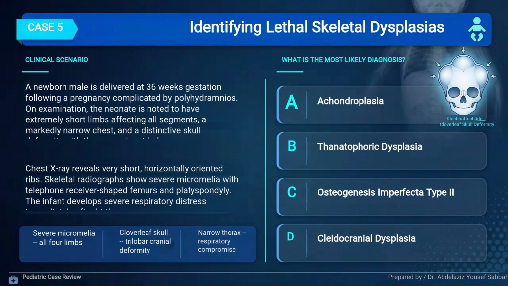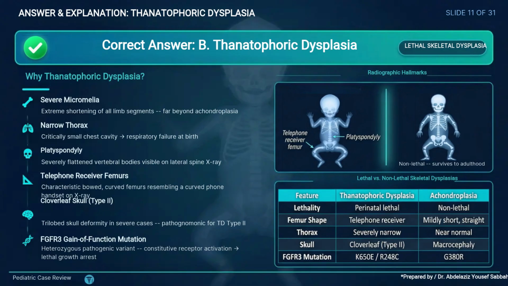Option A, achondroplasia. Option B, thanatophoric dysplasia. Option C, osteogenesis imperfecta type 2. Option D, cleidocranial dysplasia. The correct answer is option B, thanatophoric dysplasia. Thanatophoric dysplasia is the most common lethal skeletal dysplasia. The word thanatophoric means death-bringing in Greek. The hallmark features are severe micromelia affecting all limb segments, a critically narrow thorax causing respiratory failure at birth, platyspondyly, meaning severely flattened vertebral bodies, and telephone receiver-shaped femurs on X-ray.